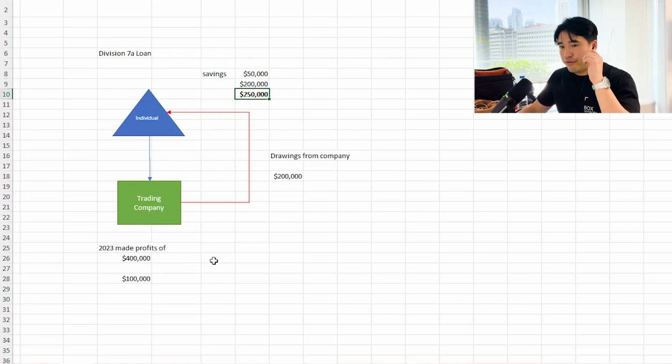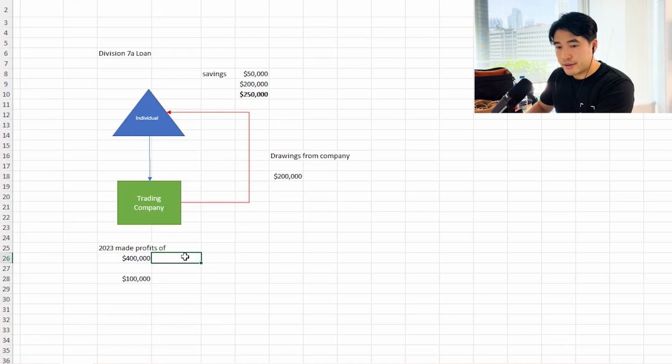Okay, if you don't do anything about it and you don't commercialize a loan and take Division 7A into consideration, this is what happens with the ATO. The ATO then decides that, okay, from this $400,000, we're going to tax you. There's going to be tax on this. So the tax on this is 25%.